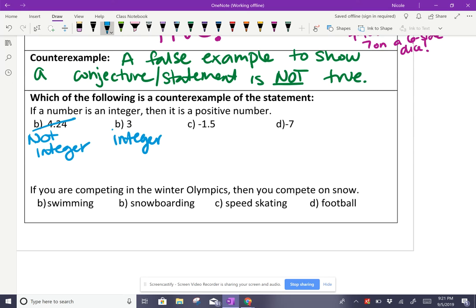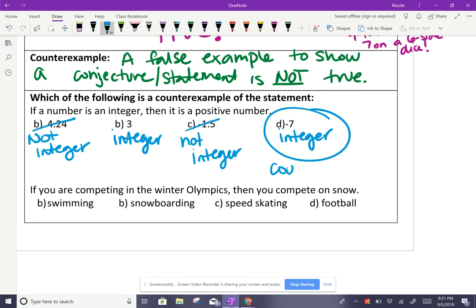C says negative 1.5. This is also not an integer because it has a decimal. And then we look at D. D is a negative 7. Negative 7 is an integer. And it is negative. So it is our counterexample. Now that might not make as much sense if you weren't super familiar with integers and the rules surrounding them.